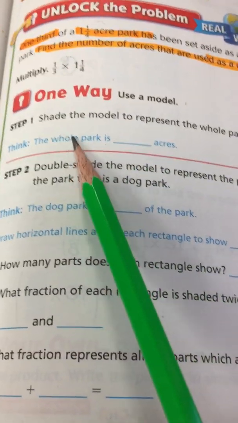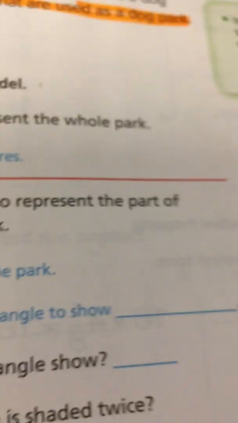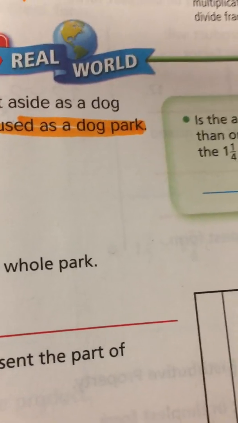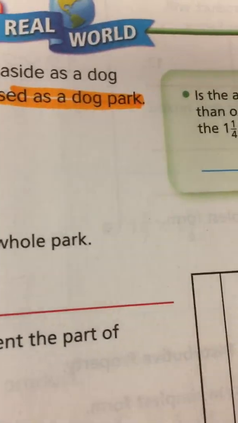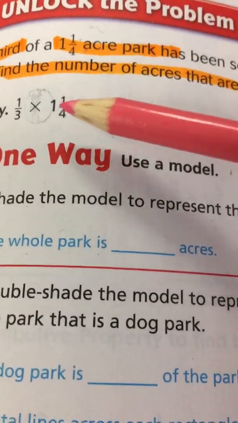Alright, you're going to shade the model to represent the whole park. So get whatever color you want. I am going to use a light pink. You don't have to use a light pink, but use some form of a light color. So you could do light blue, light green. And we are going to shade one whole first.